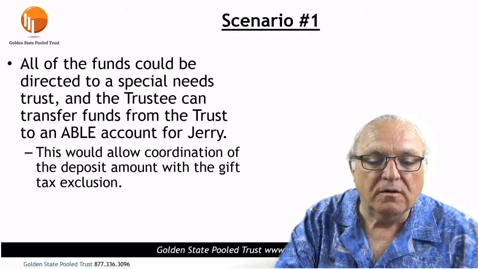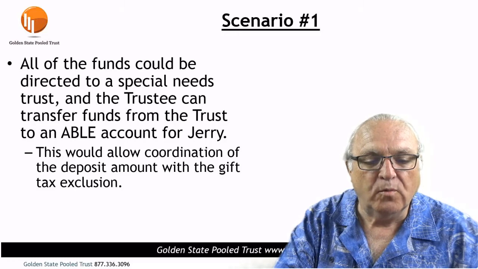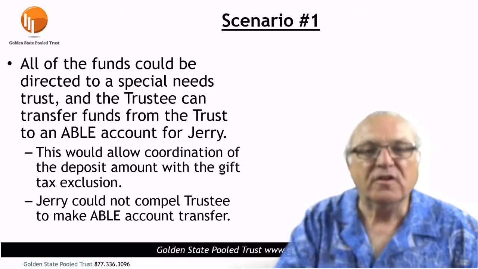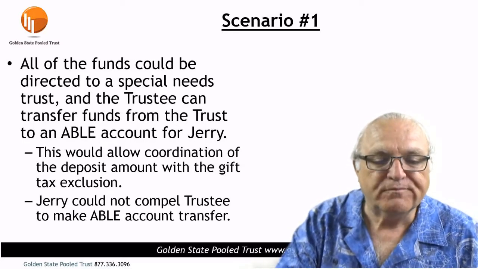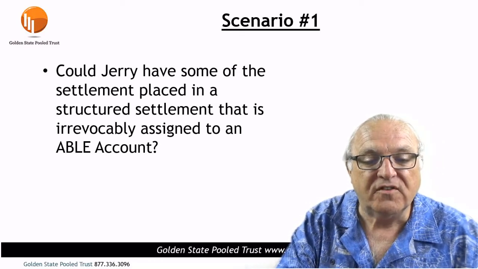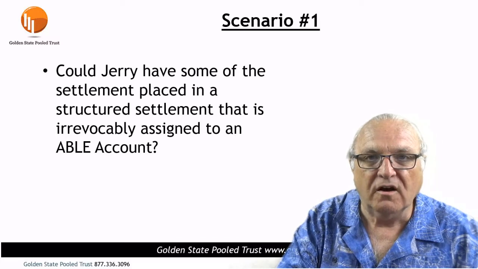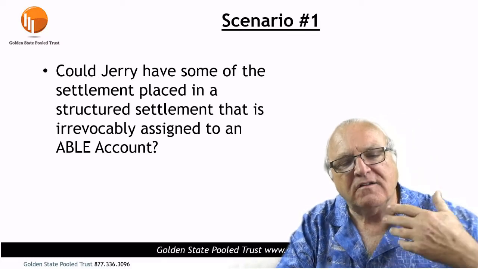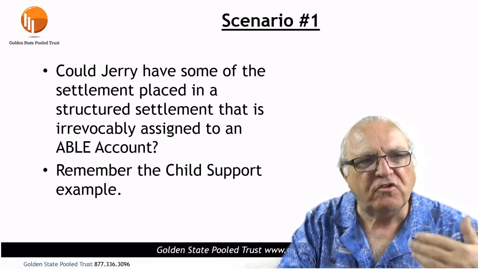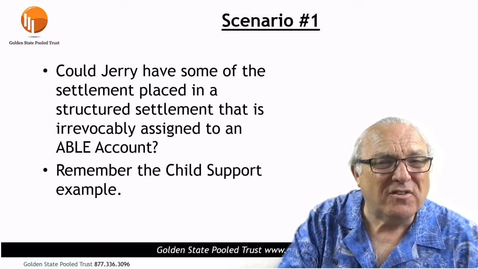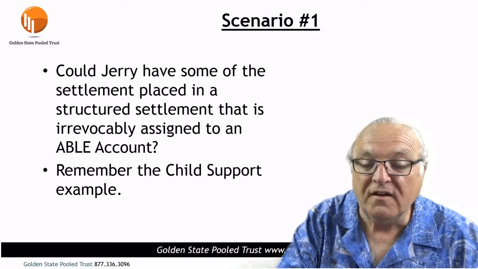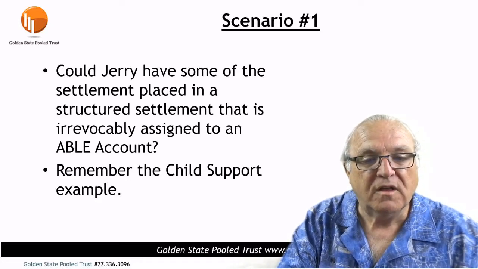This would allow coordination of the deposit amount with the gift tax exclusion. Now, Jerry could not compel the trustee to make that transfer, okay? With that, could Jerry have some settlement placed in a structured settlement that's irrevocably assigned to an ABLE account here? I believe that is possible, but that's one of the things we're going to have to be careful about. Remember the child support example. We're not 100% sure how SSI, how the Social Security Administration, would treat this, so we may have to wait for further case law to come up.